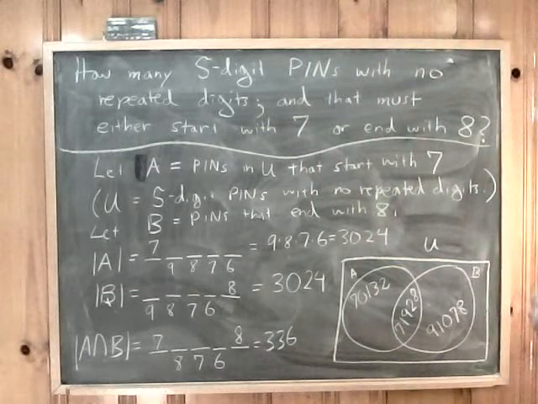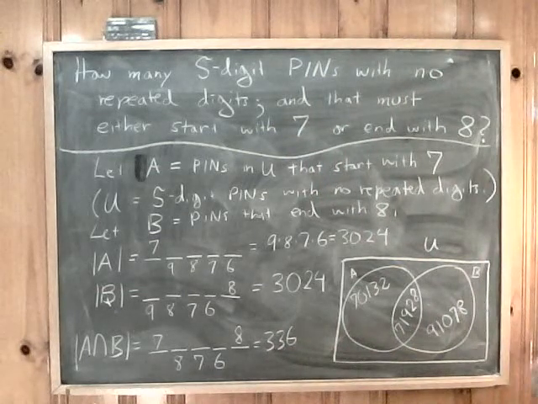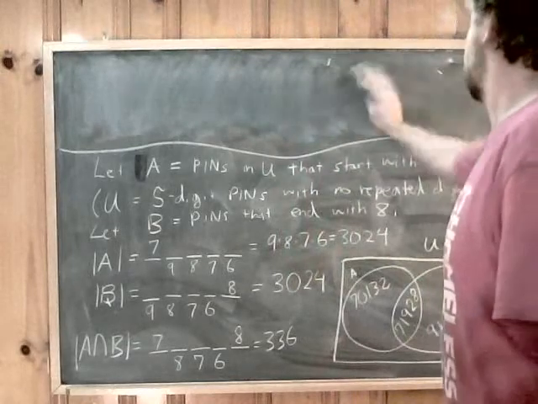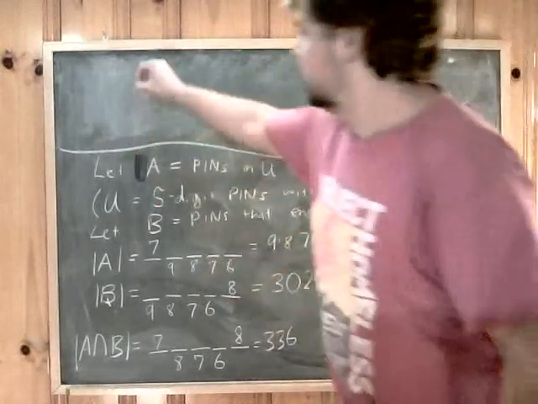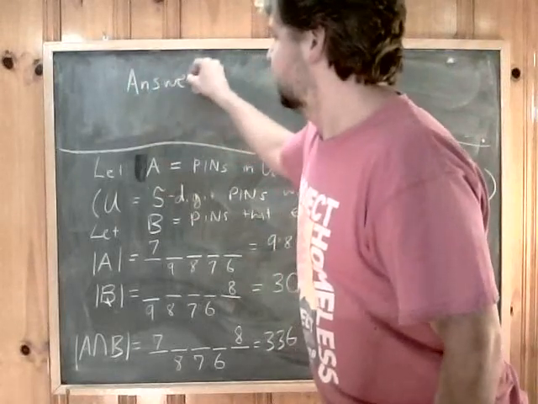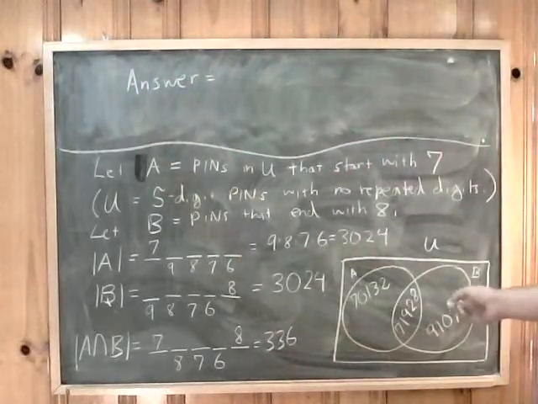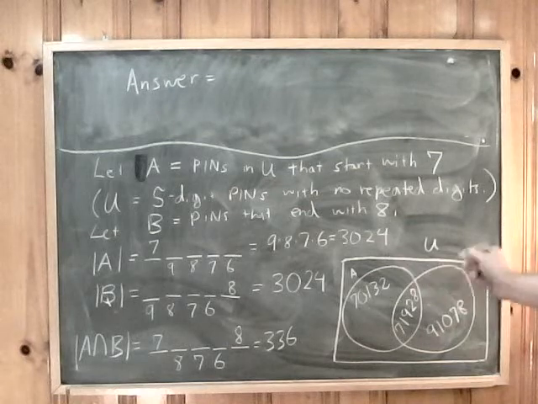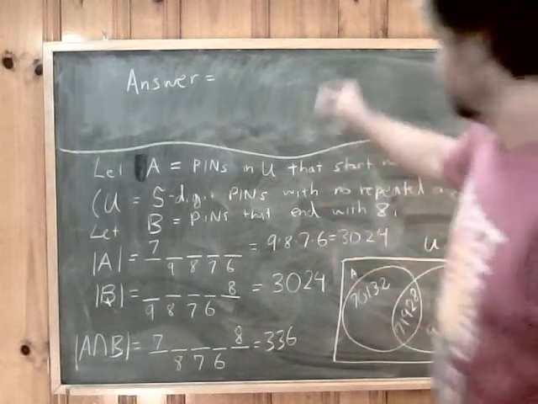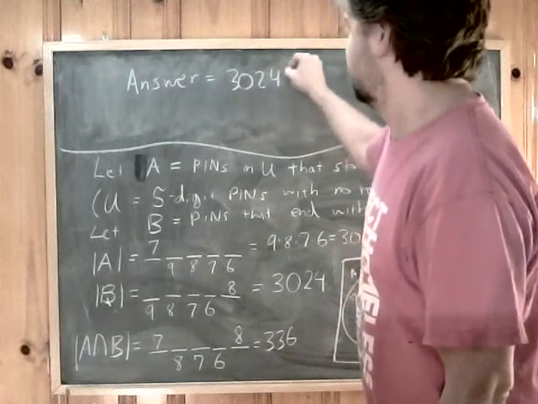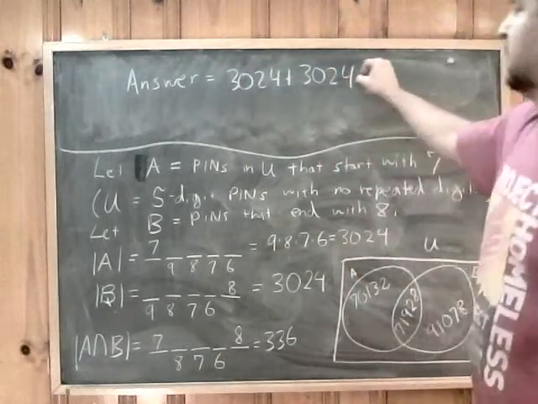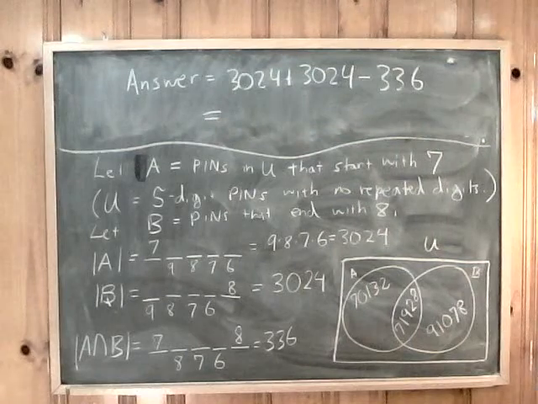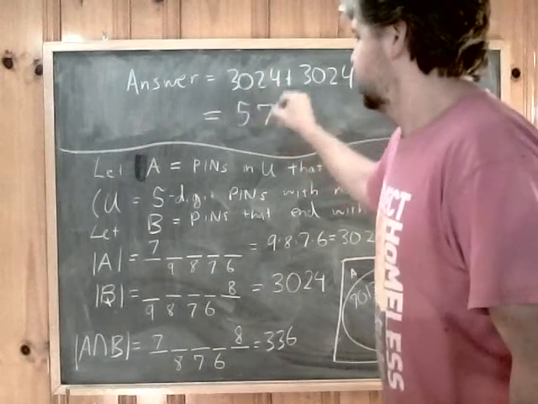So, final answer is going to be, I think I can erase the question up here. Let's see, I have a nice picture of it. And the final answer, I'll also put in the PDF. That will be, if I want to count everything that's in both circles, that was the OR, then I'll need everything in A, everything in B, and subtract everything in the middle. So I'll need 3,024 plus 3,024 minus 336, and that comes out to 5,712.